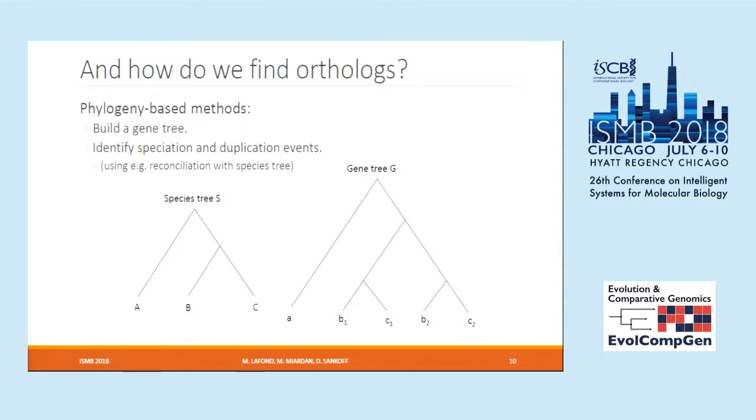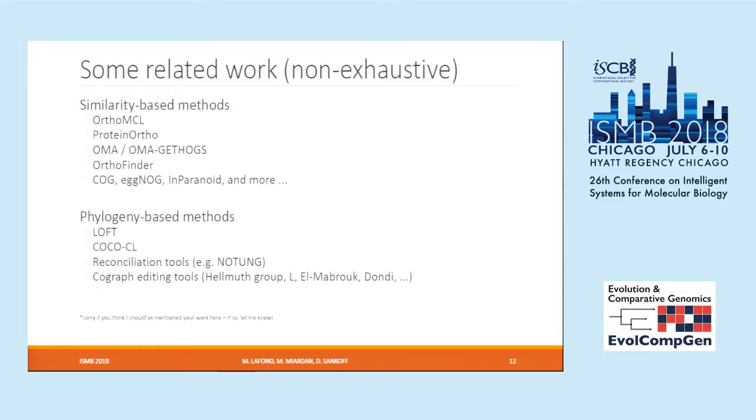We also have these phylogeny-based methods, which build a gene tree and identify speciation and duplication events on the gene tree, for instance, using reconciliation with a species tree. So when you do that, you have a labeling of the gene tree with speciations and duplications, and once you have that, you have all the orthologs and all the paralogs in the family. Right, so many methods fall into these two categories to predict orthologs. Here are some of them. I won't go into more details.